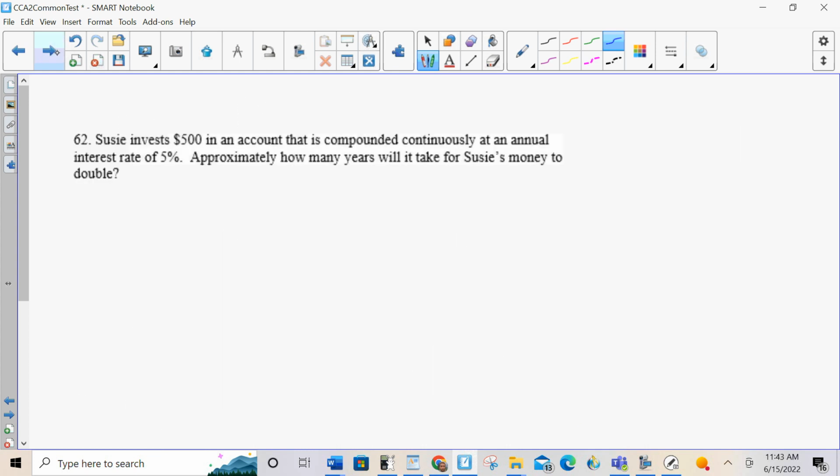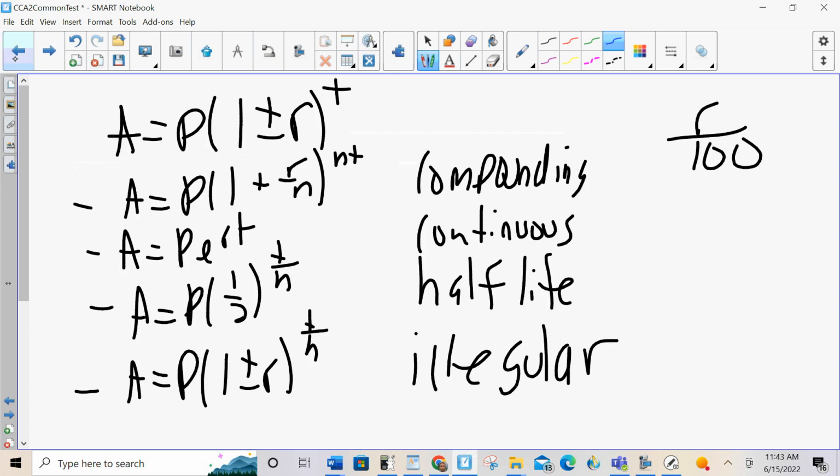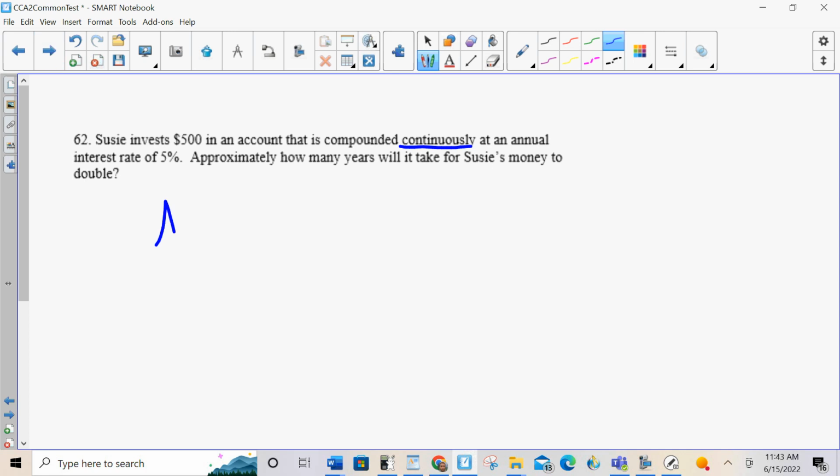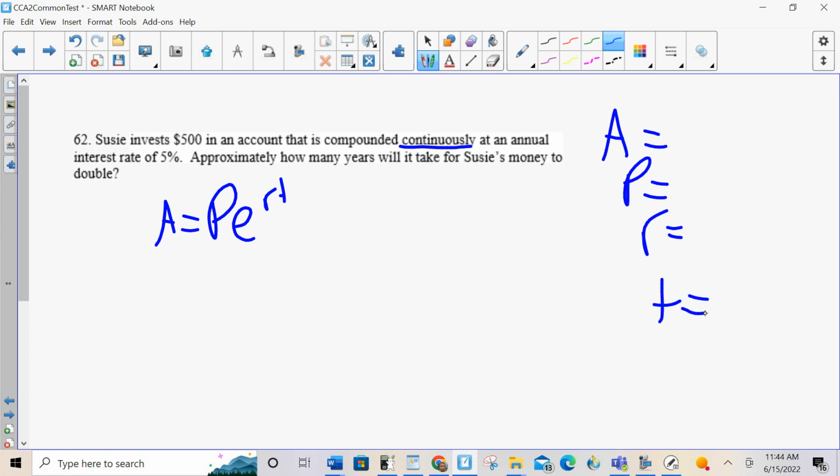62. Susie invests $500 in an account that is compounded continuously. Compounding PERT for continuous. That's my formula. A equals Pe to the rt. A, P, r, t. She invests $500. That's the initial or starting amount. The rate is 5%. Don't forget to divide the rate by 100.